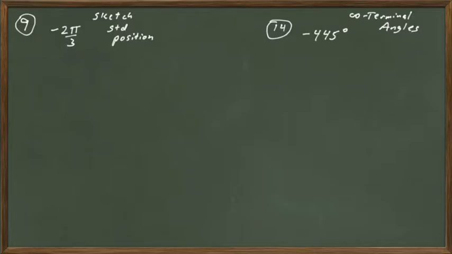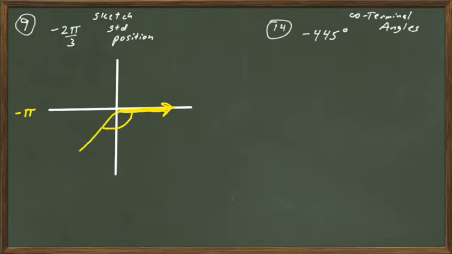On number 9, they want us to sketch it in standard position. You always have your initial side at this point. Negative angles go clockwise. So I want to go negative 2/3 of the way here. Negative 2 pi over 3. Now I have it sketched in standard position. I think that's all that number 9 asks for.